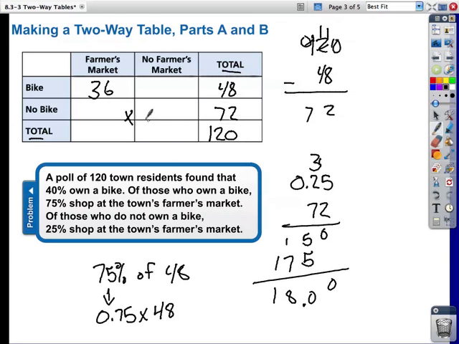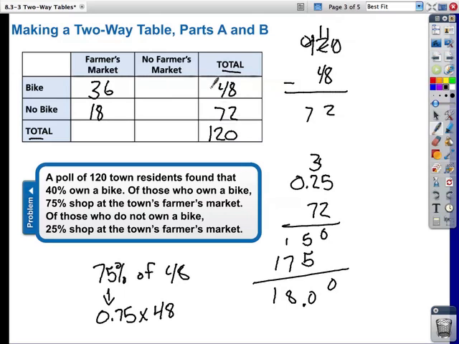It looks like it's 18. So that would mean that 18 people don't own a bike, no bike, but they still shop at the farmer's market. Now we can fill in the rest of the table just from the information we have. So we don't have to worry about any other stuff from the problem. We can just use the information in the table to finish it out.